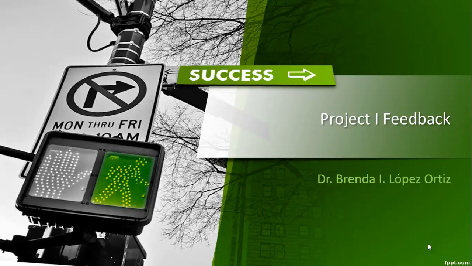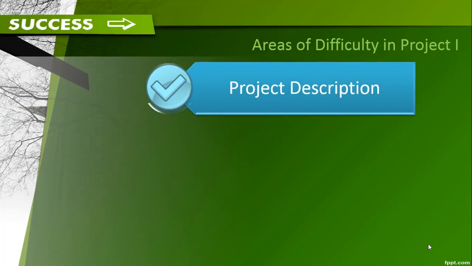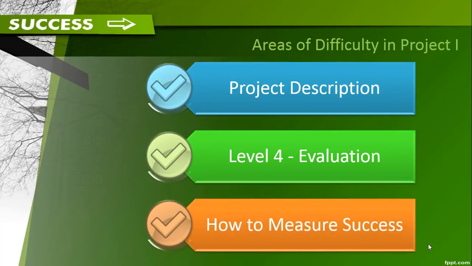With this video, I wanted to share some Project 1 feedback based on the grading that I just did of this assignment. There were a few areas of difficulty in Project 1, and they were basically across the board. This is going to be something important to consider for next assignments when this will be more important and points will be at stake. So the first area of difficulty was project description. The next area was level 4 evaluation, and then how to measure success.